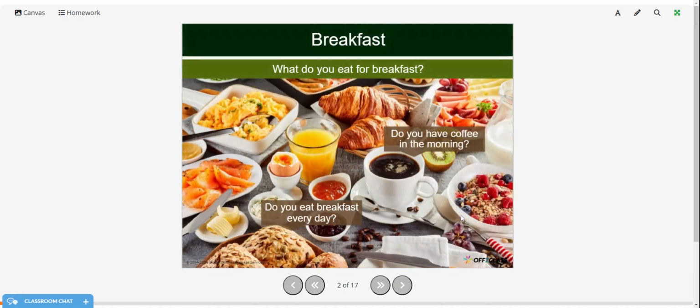All right, so what do you eat for breakfast? There are some common breakfast foods that people might eat. We can also ask a yes or no question. Do you have coffee in the morning? I usually don't. I have hot cocoa or hot tea. So no, I don't have coffee in the morning usually.